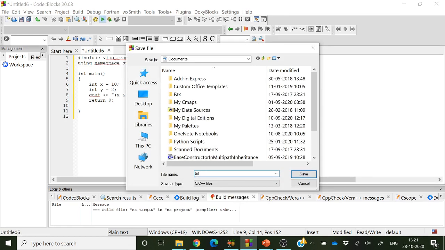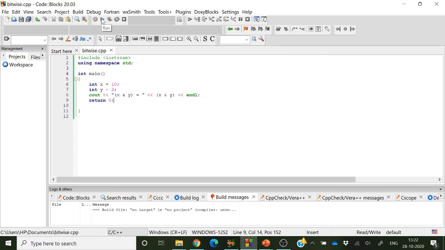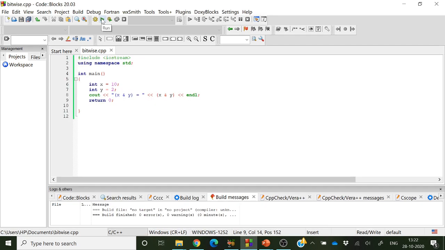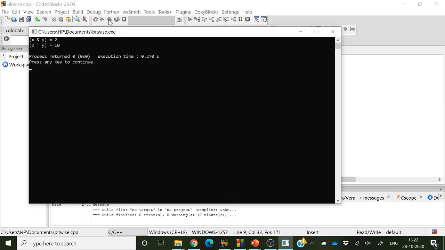Let's save it as bitwise.cpp. The result is 2. You can verify it. Now we will implement the next bitwise operator, that is bitwise OR, x or y. Okay, the result is 10.